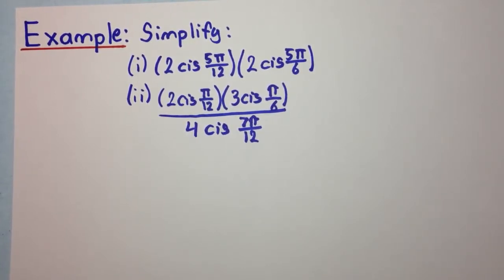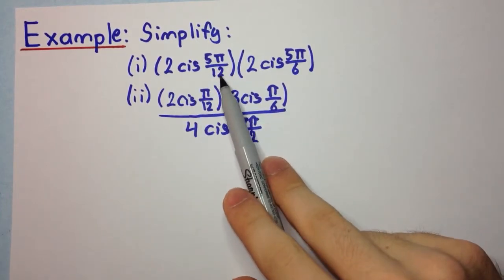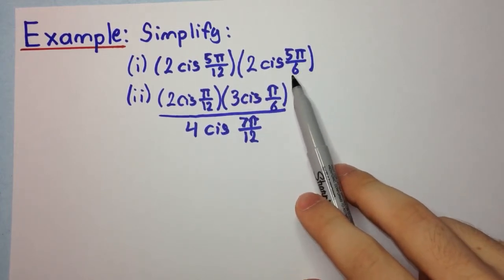So in this video we'll be seeing a couple of examples where we are working out a product of two complex numbers using the mod-arg form. Okay, so the first one is simplify 2 cis 5 pi on 12 times 2 cis 5 pi on 6.